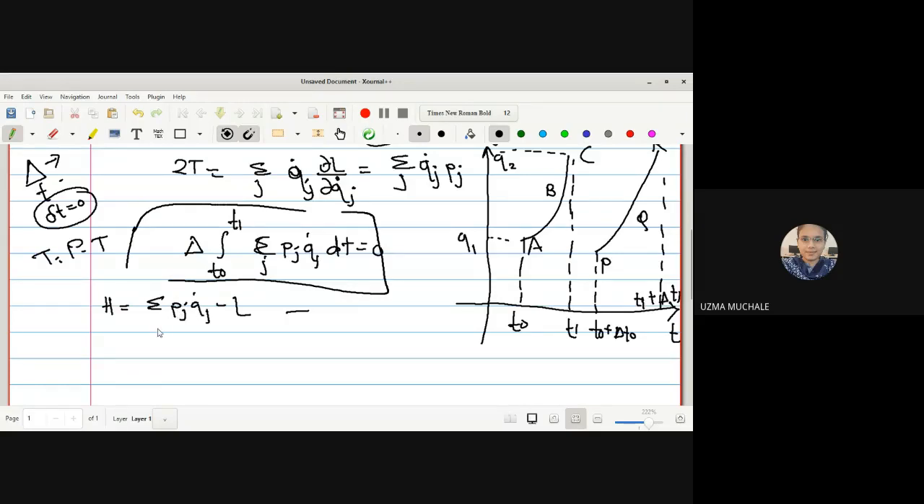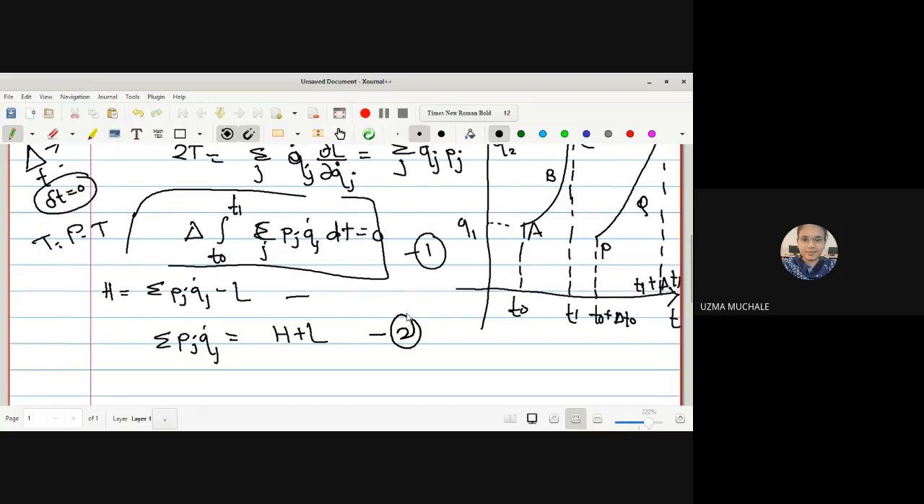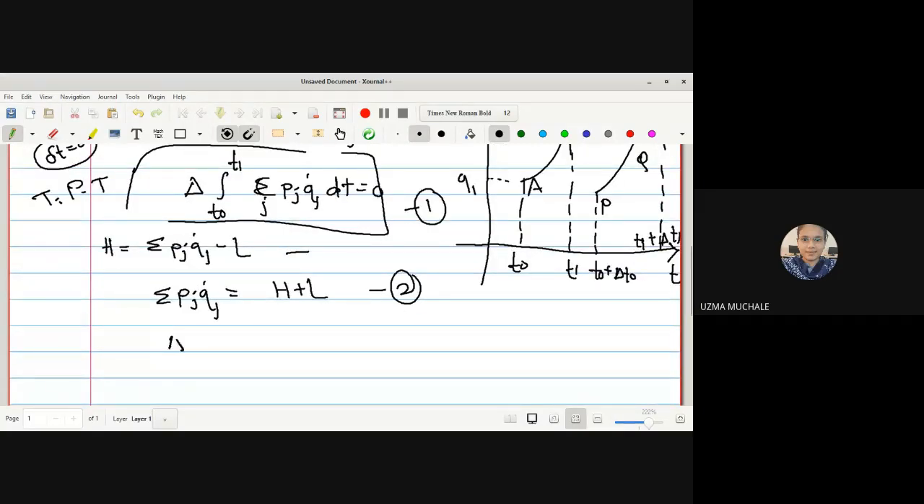Now we'll find out the value of summation over j pj qj dot. Summation over j pj qj dot is nothing but h plus L. Let us name it equation 1, which we want to prove. Let us name this equation 2. Now using equation 2 in 1, what is our aim to prove now? Integral from t naught to t1 of h plus L dt equal to 0.